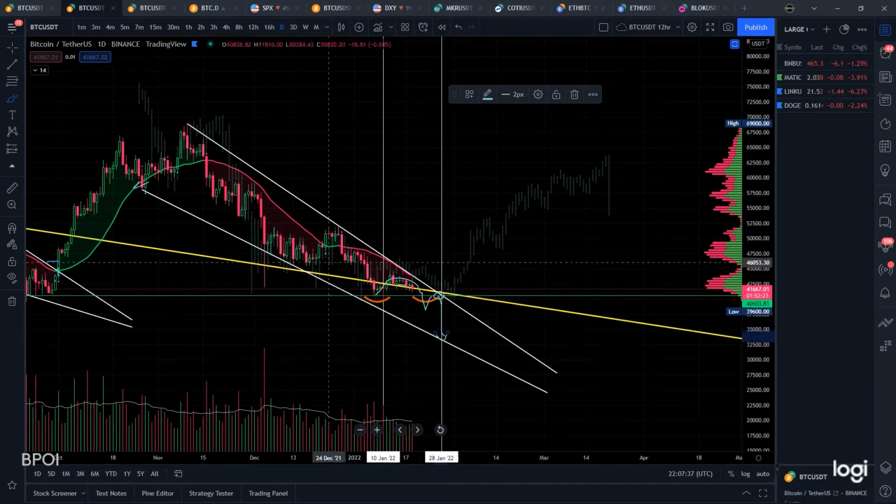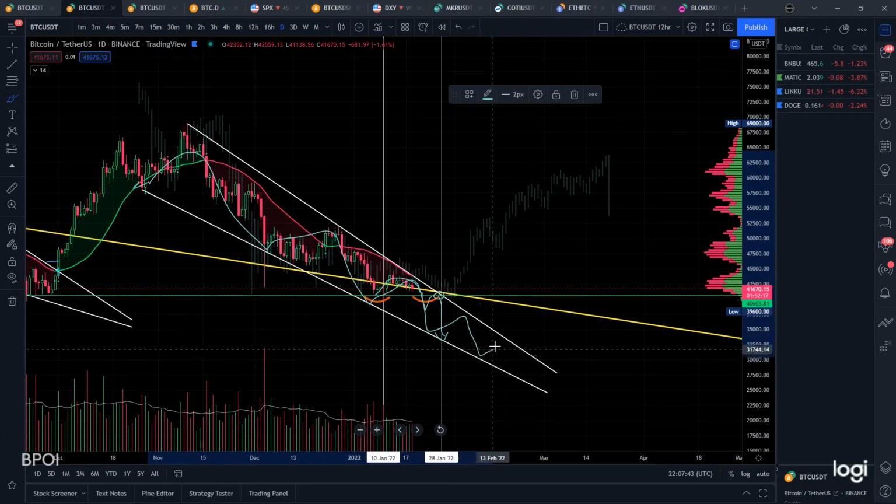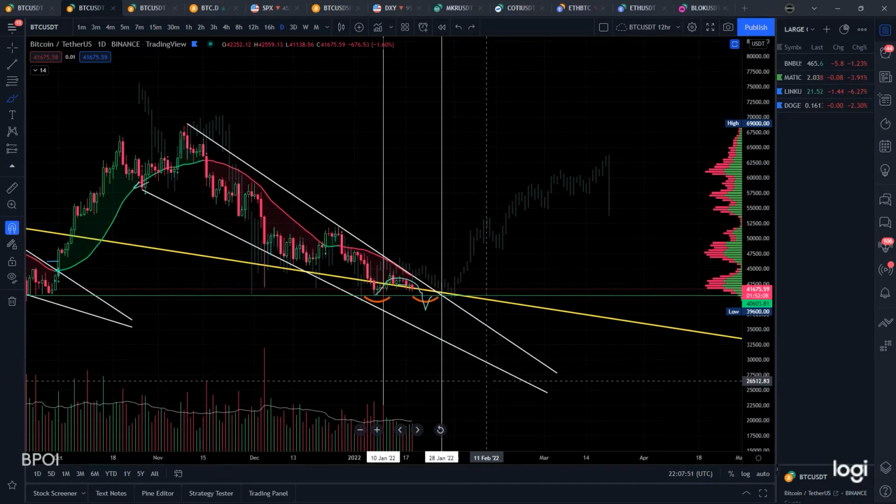Okay, so we're in this falling wedge. We will keep going down until we break this upper trend line. So a rejection of this upper trend line and a strong move down would be bad for trading at the moment. We've got this futures gap.